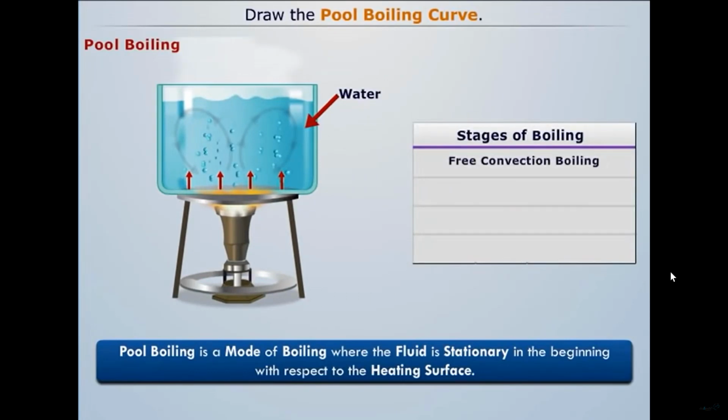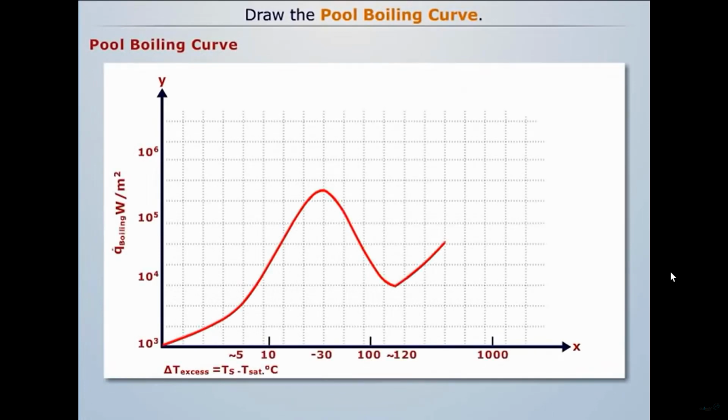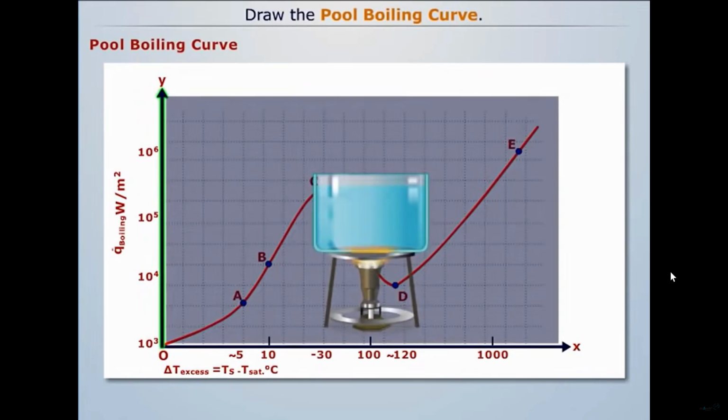The stages are free convection boiling, nucleate boiling, transition boiling, and film boiling. These different stages can be easily plotted on a heat flux versus temperature plot. This is the plot I was talking about and told you to draw. The x-axis represents the difference between the current temperature and the saturation temperature of water, which is represented by delta T excess. The y-axis represents the heat transferred to the water per unit surface area of the vessel, which is represented by heat flux Q dot boiling.